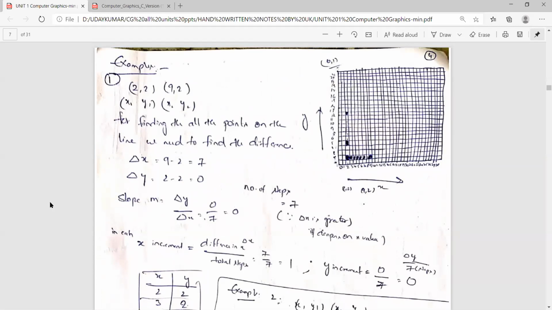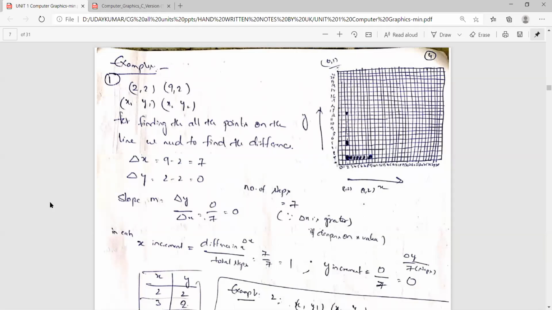So from this, we got delta x and delta y, right? Which value is greater here? Delta x value is greater. So there are 7 steps, and 7 pixels should be placed in between the starting point and ending point. How many pixels? 7 pixels.